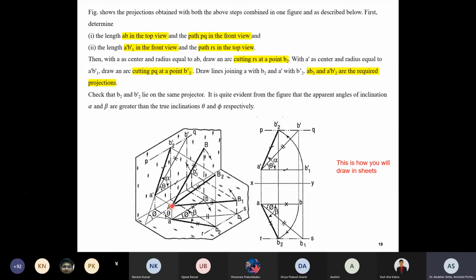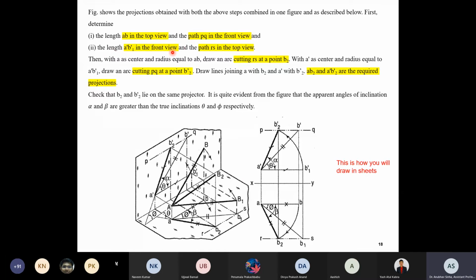That is how questions are framed in the sheet. Okay, so you have the line. Now you need to draw the projections. So what you will do is, first you draw length AB in the top view. This is the top view. Okay, and path PQ in the front view. So PQ is basically the height. So you fix that height. As we have discussed, if you rotate, this height will be fixed.